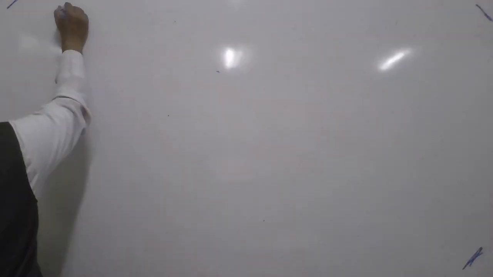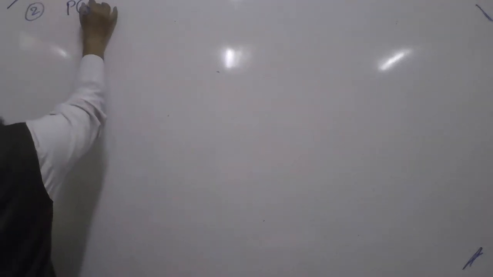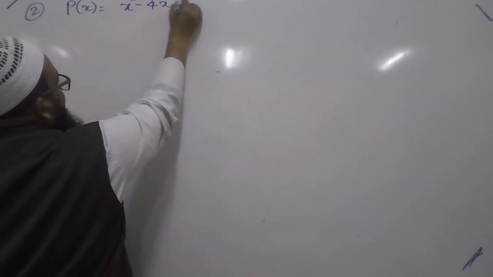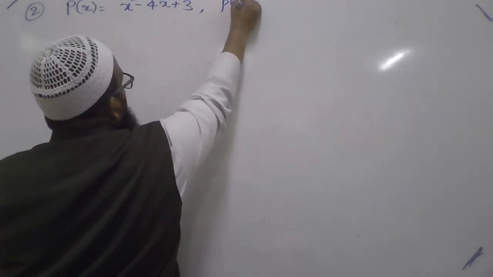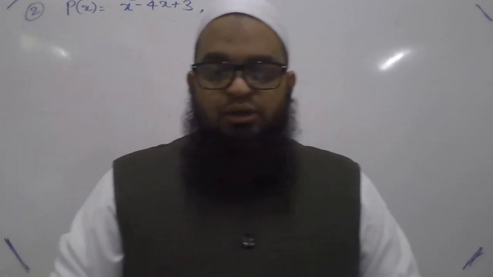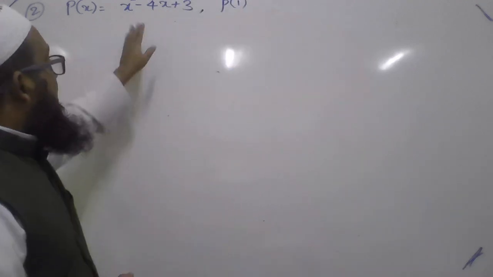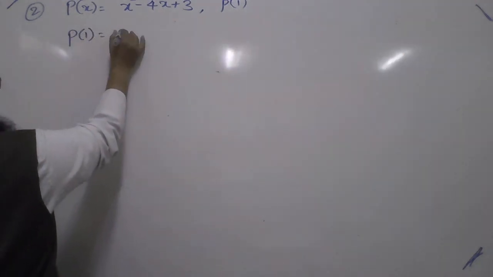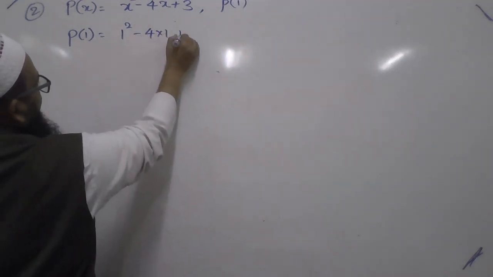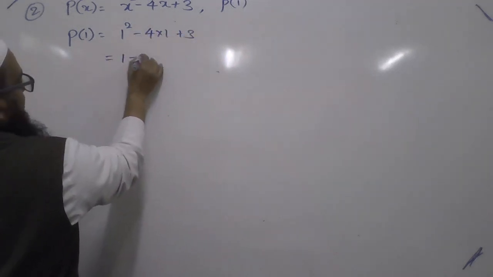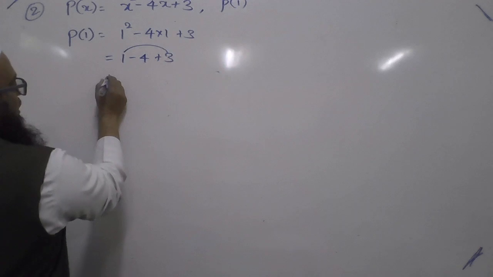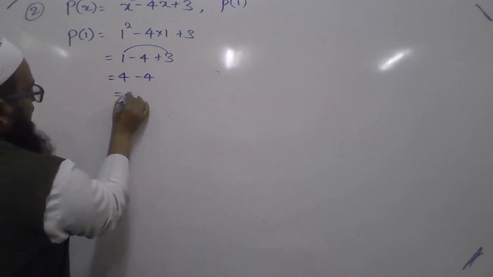Next question is, find the value of p of x. This is the second question. P of x is equal to x square minus 4x plus 3, and find the value of this polynomial at p of 1. What you are supposed to do is, in place of x, please substitute 1. So it implies p of 1 equals 1 square minus 4 into 1 plus 3. So that is equal to 1 minus 4 plus 3. So add all the positives. 1 plus 3 is 4, minus 4 is equal to 0.